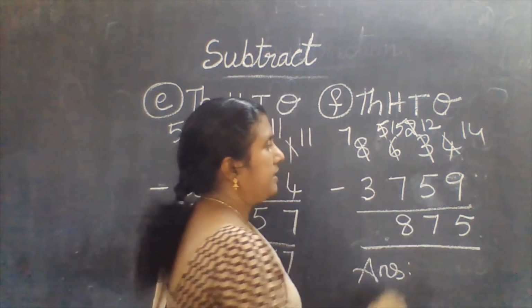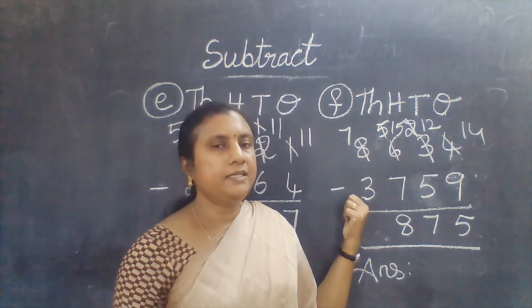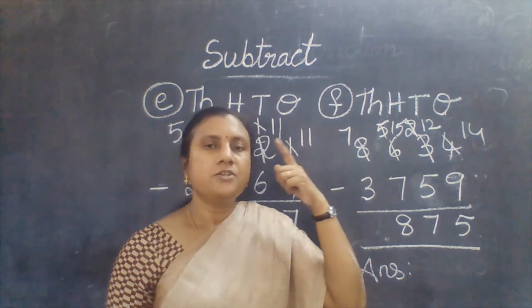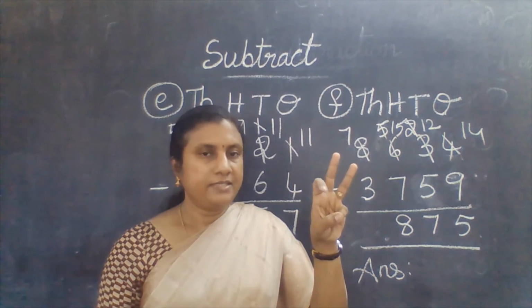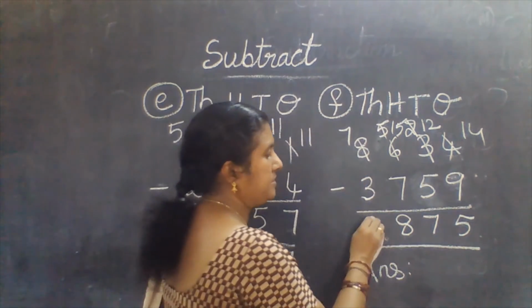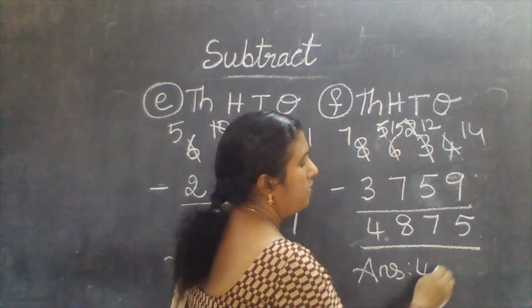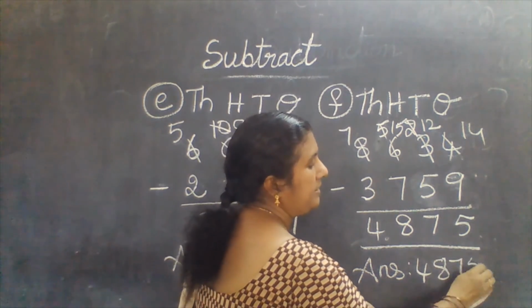Next, we have to go to the thousands place. Here, 3 is there to separate from 7. So, 7 in your mind, 3 in your fingers. Before 7: 6, 5, 4. What is the difference? 4. So, what is the answer? 4875.